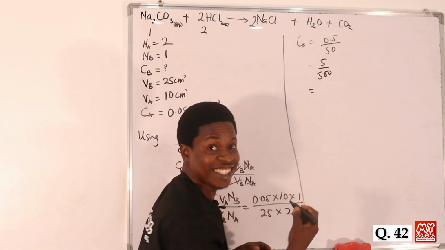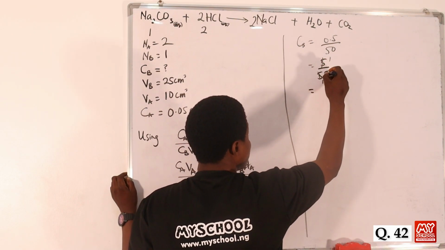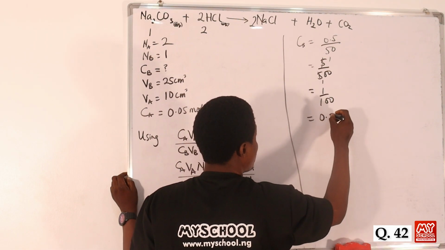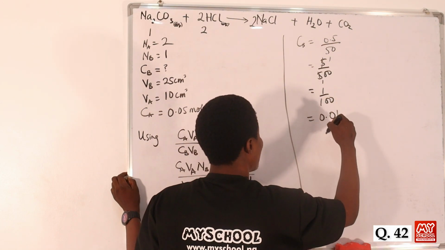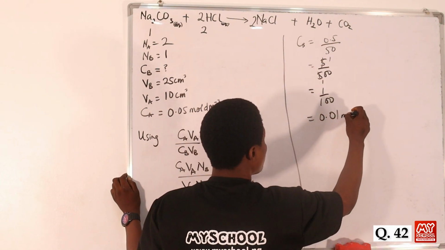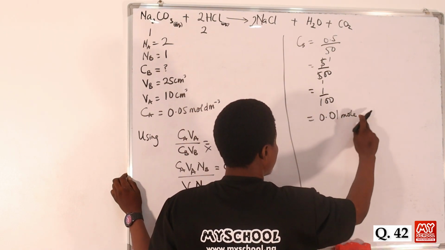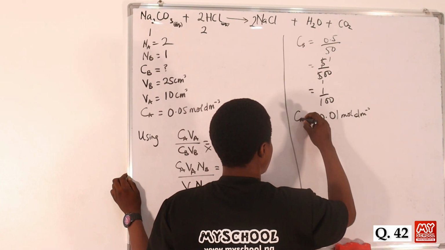We are trying to solve with the calculator. So 5 over 500, so this will be 5 here, 1, 5 here, 1, so that is 100. So 1 over 100 should be equal to 0.01 mole per dm cube.